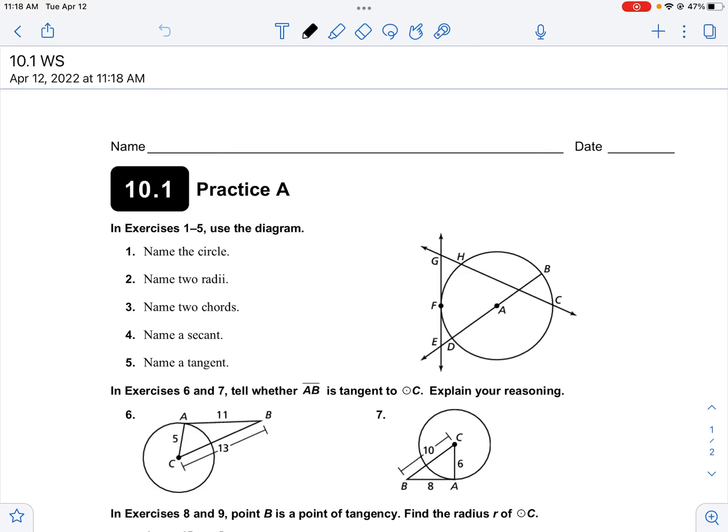Hello, this is the 10.1 worksheet. Some of you asked if I would go through this and explain each of the answers and show my work. So here it is.